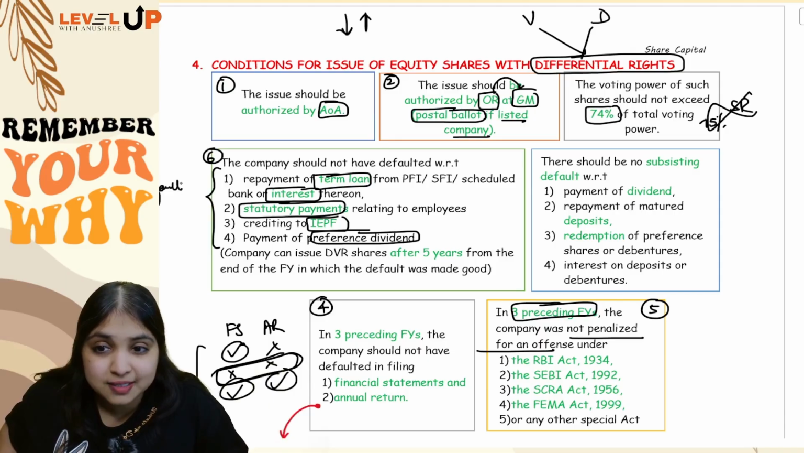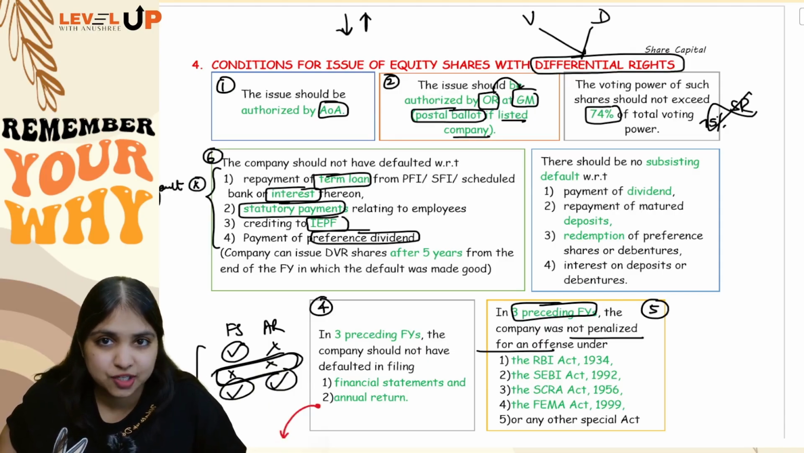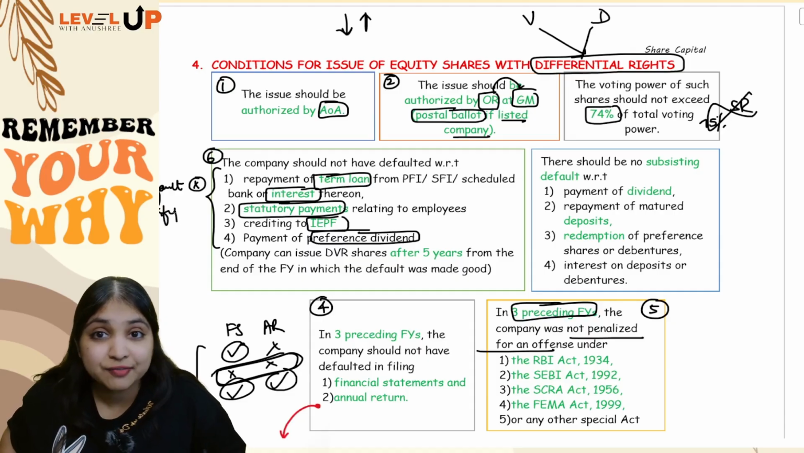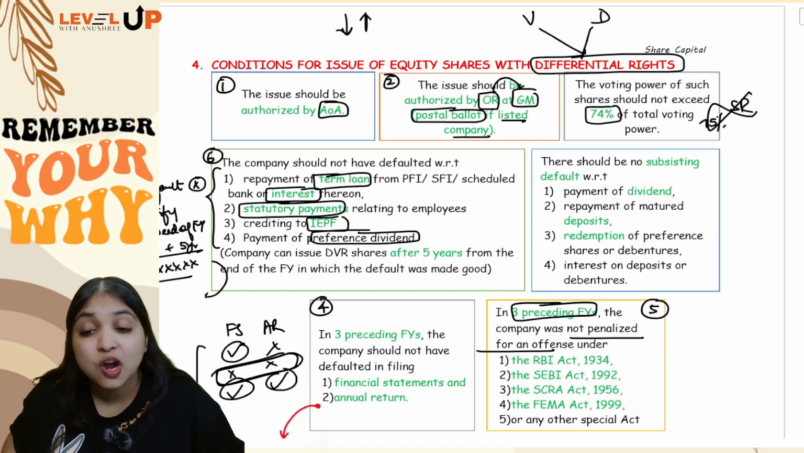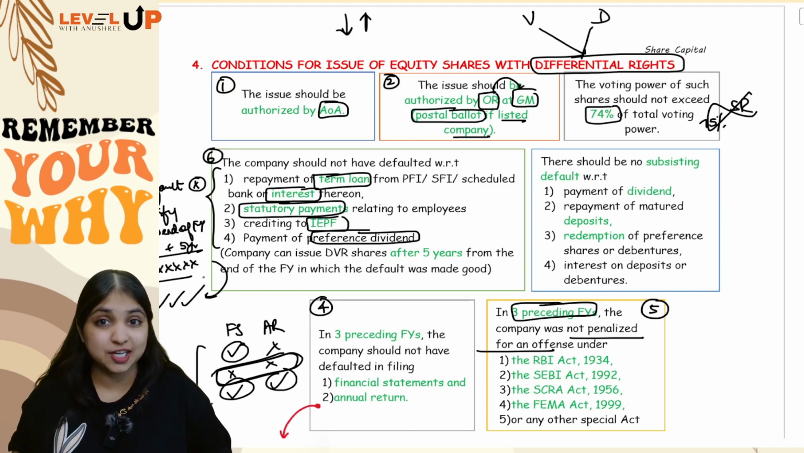Company, listen, if there is a default, you can't issue equity shares with differential rights. You first rectify the default. After rectifying also, immediately you can't issue these shares. After rectifying, we will see what is the end of the financial year of rectification. To that date, we will add 5 years. Till that date, you can't issue equity shares with differential rights. Only after that, you can issue equity shares with differential rights.